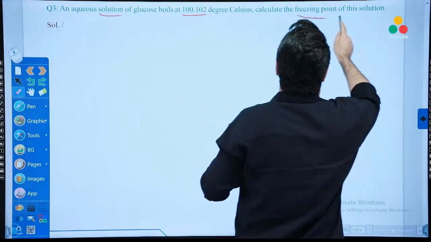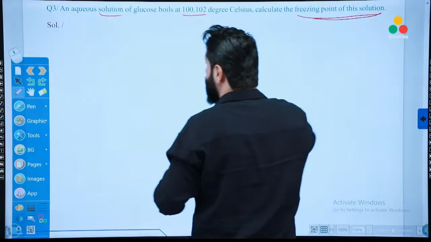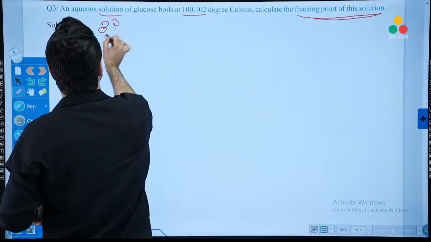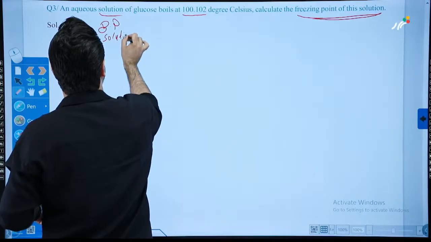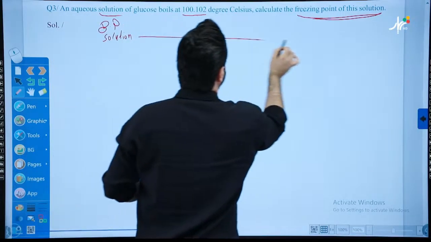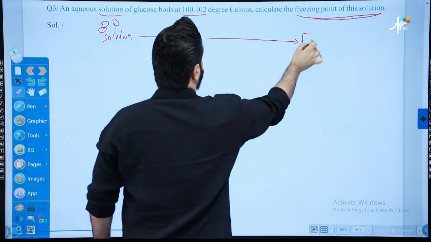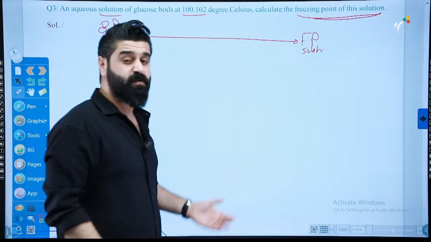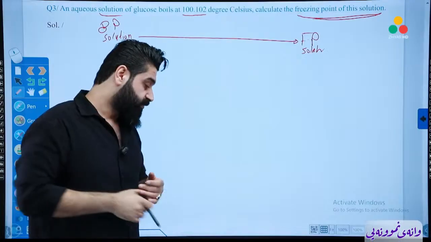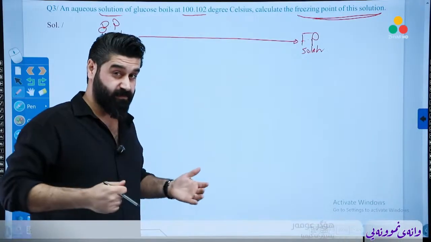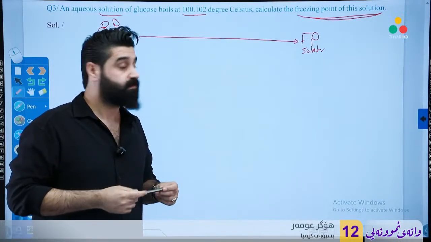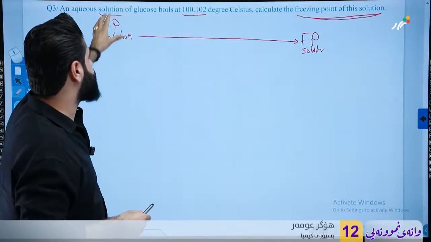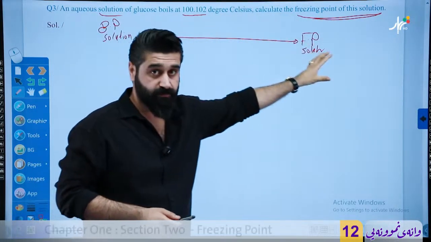Calculate the freezing point of this solution. From the boiling point of solution, we need to calculate the freezing point of solution. Is there any rule that combines both together? No. We have no rule that combines both together. This is impossible. But we can start from something. We can turn this into something that is useful for this.